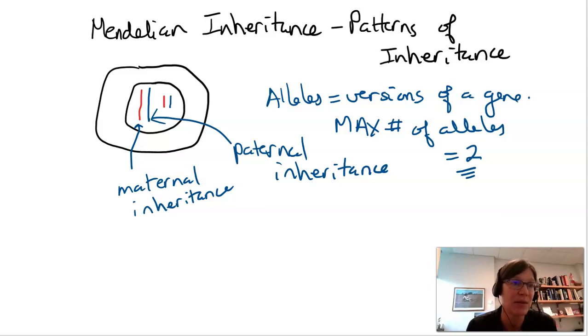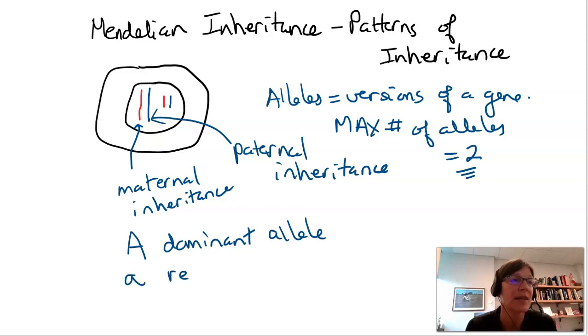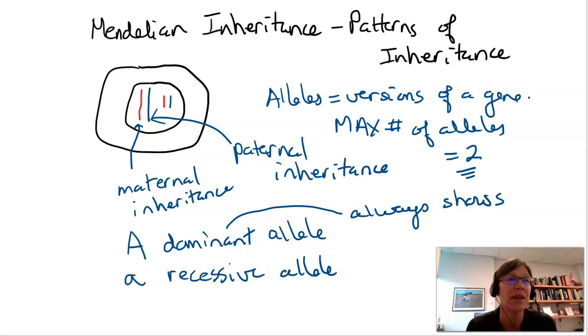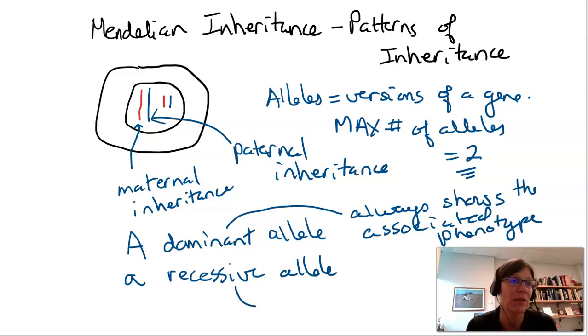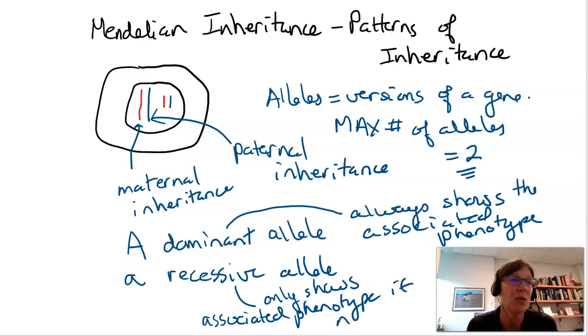When we're talking about alleles for genes, there's a variety of symbolism out there. But one really common pattern is to use letters. So we often might say, this letter is representing a dominant allele, and this lowercase letter is representing a recessive allele. What do I mean by that? A dominant allele means an allele that always shows the associated phenotype, and I'll get to that in a moment. And a recessive allele will only show its associated phenotype if there's no dominant allele present.